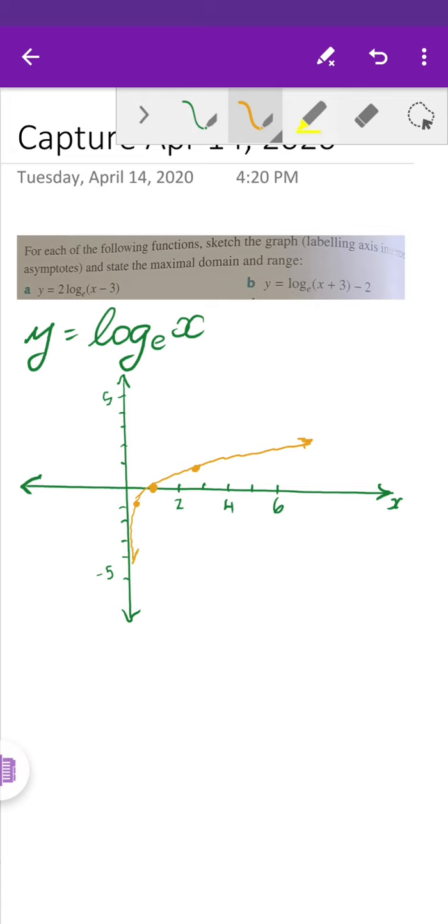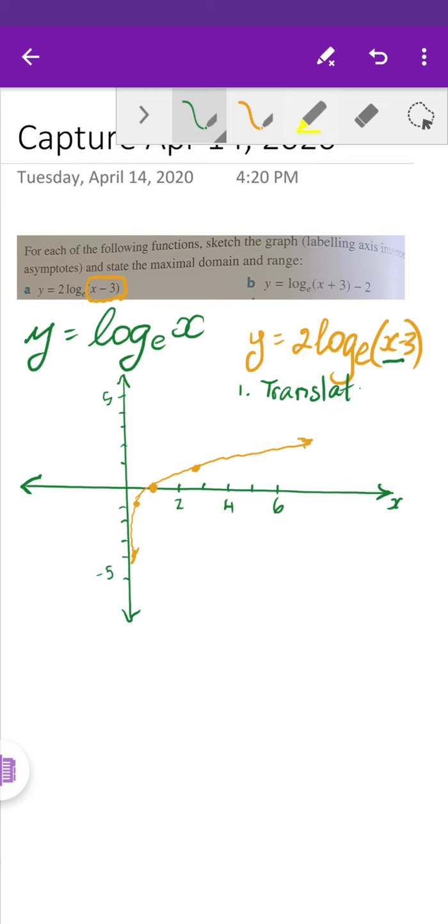And that goes down along the y-axis. Right, that's the parent function. Now let's see what x minus 3 does. We want y equals 2 log e of x minus 3. Well, what transformation is an x minus 3? That's a translation 3 units to the right.